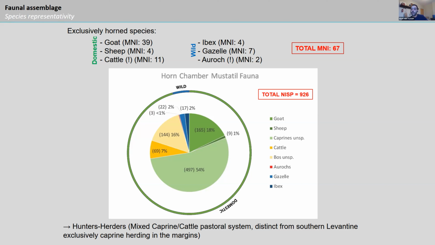This might have major implications regarding environmental reconstruction, as cattle are known to require a wetter environment than sheep and goat herds, and Melissa discussed this aspect yesterday as well. So the mustatils, in general, shed light on the specificity of the trajectories of neolithization in this region of northern Arabia.